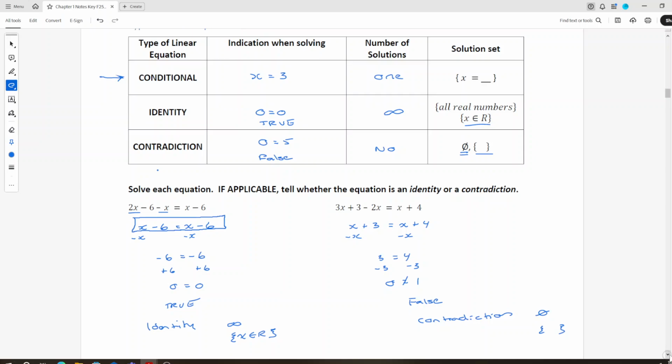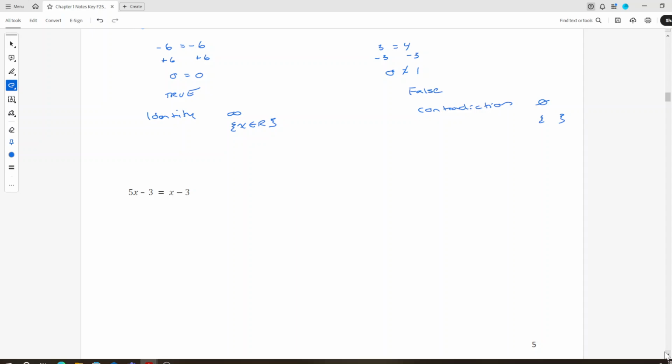Whereas if I ask you to solve the question like this one, so I go to put my x's on one side, I end up with 4x minus 3 is equal to negative 3. Then I'm going to add 3 to each side. I end up with 4x is equal to 0, but my x didn't go away, right? Then I'm going to divide each side by 4. I end up with x is equal to 0.